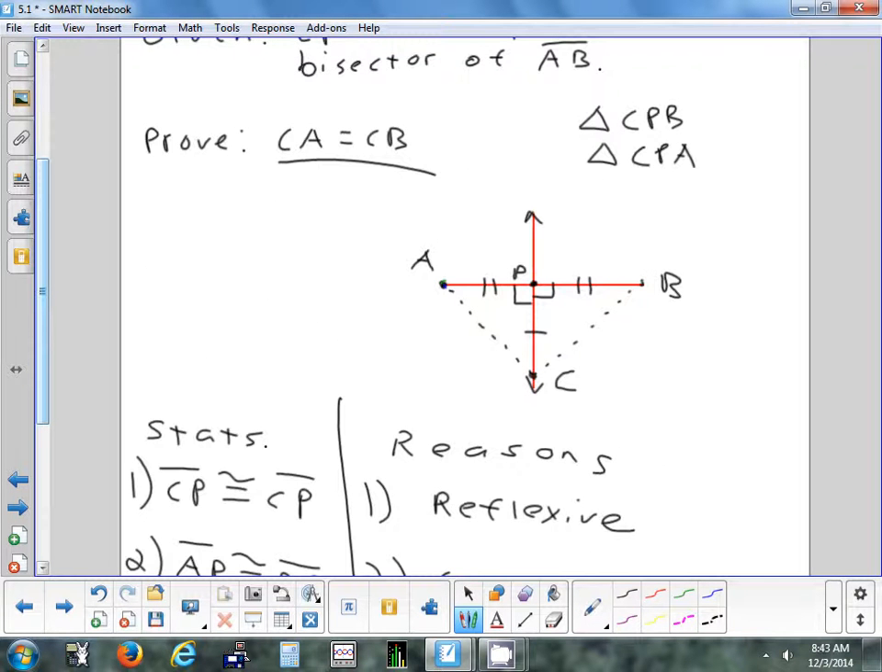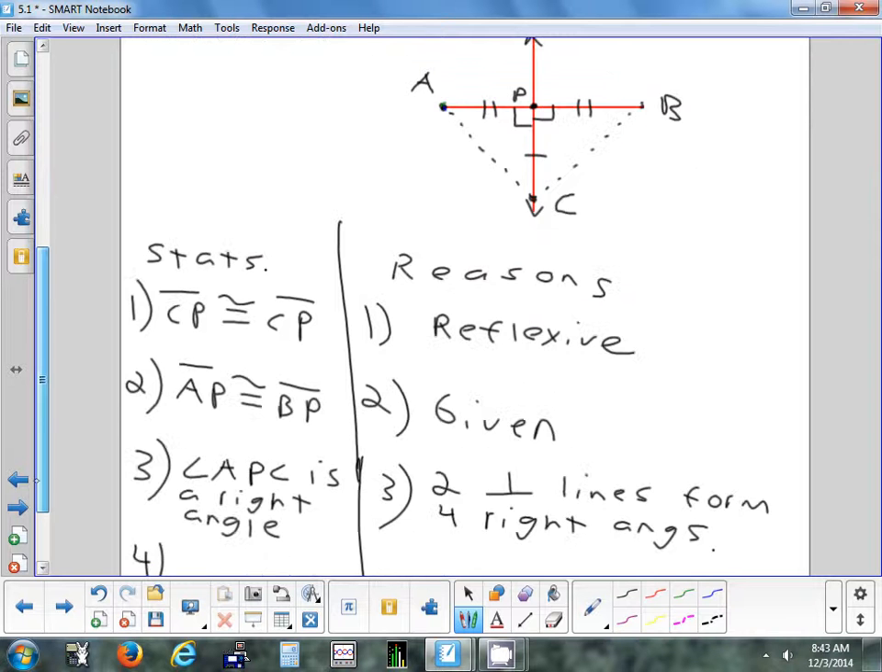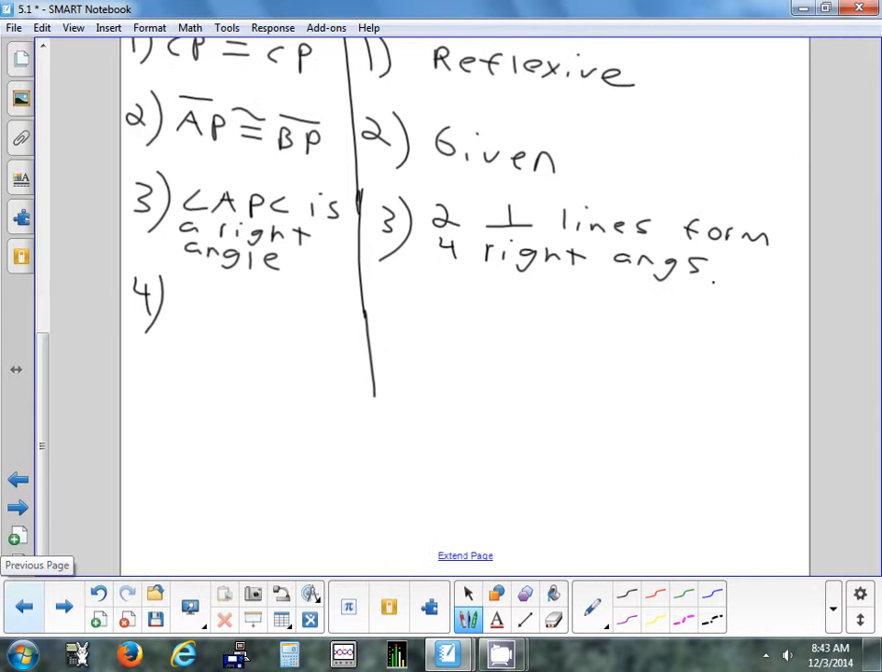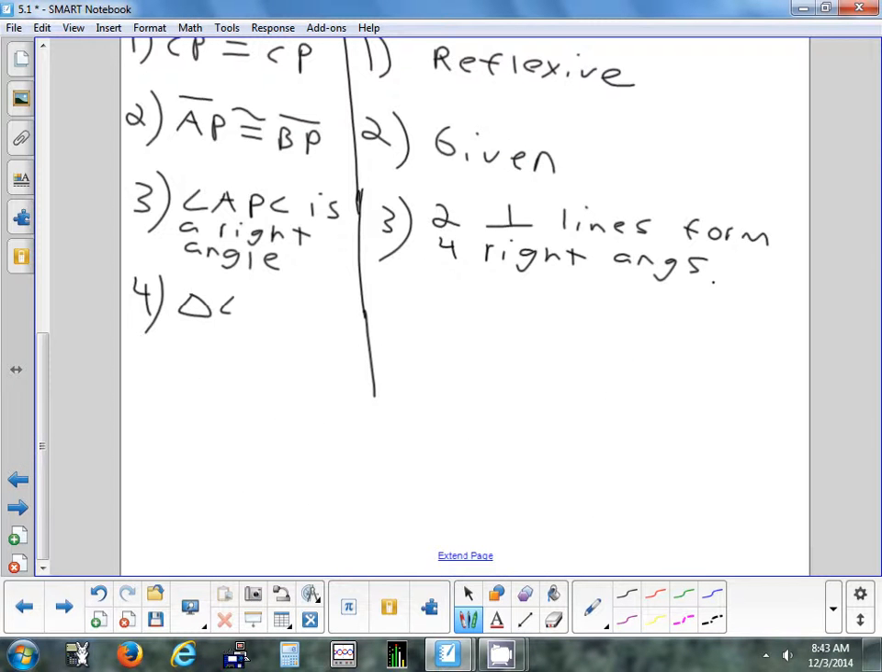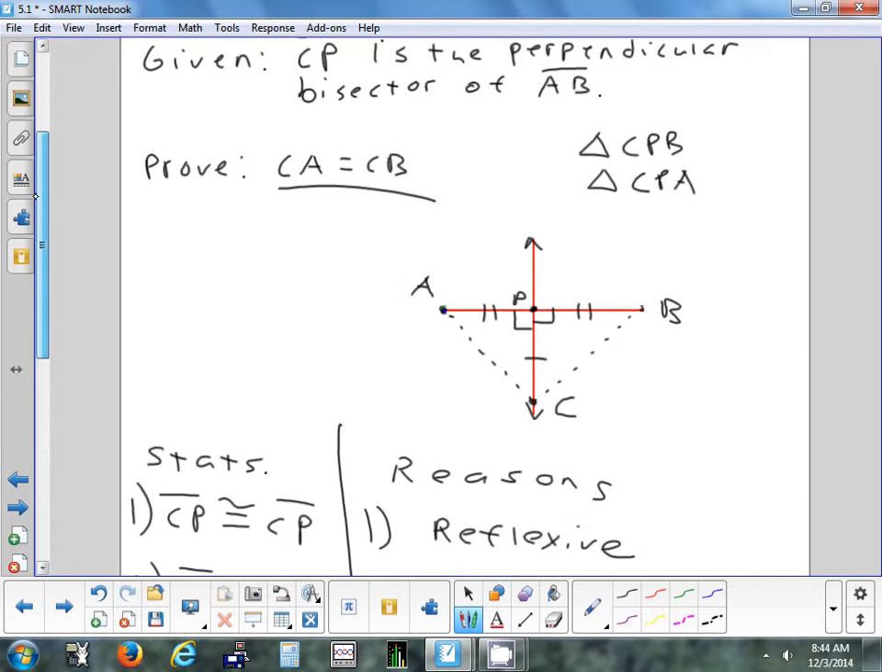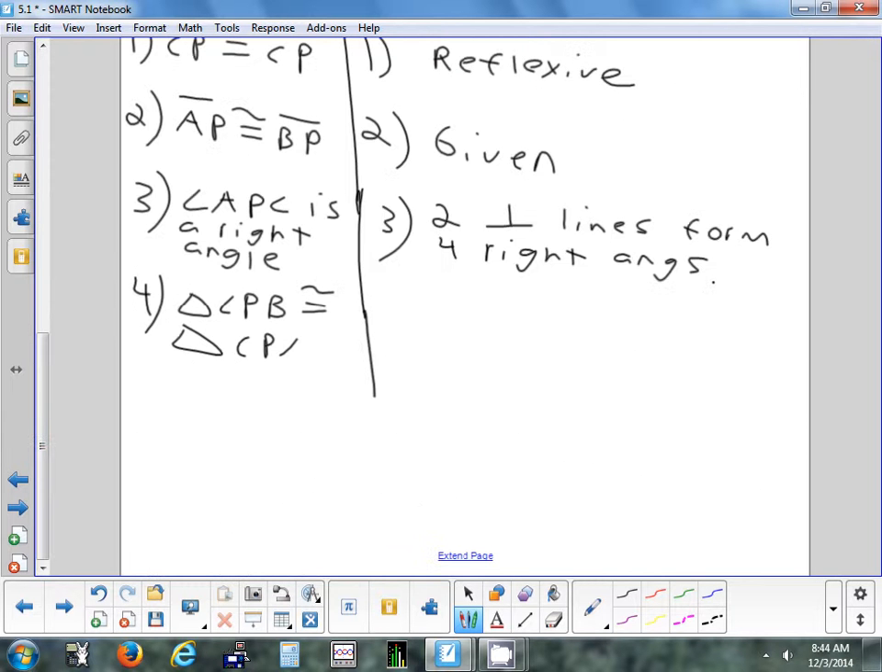Now I can say my 2 triangles are congruent by what theorem? Side angle side. Yep, side angle side. Okay, so triangle CPB is congruent to triangle CPA, by side angle side.